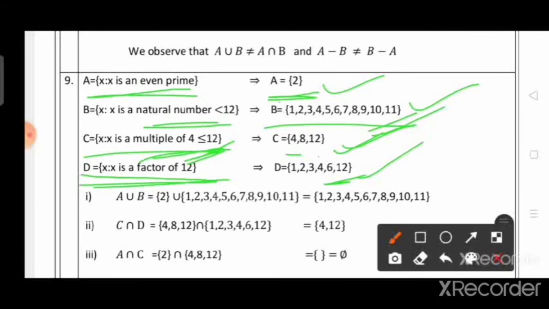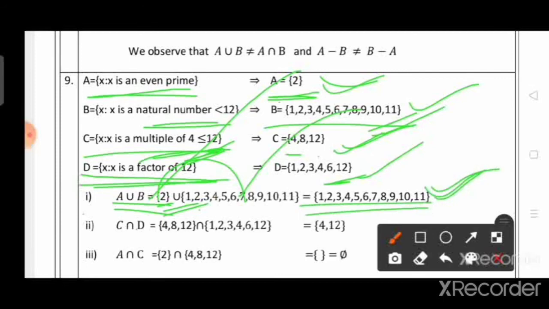Now we have to find A union B. A is this set written here, and B is all these elements written here. Union means we have to write the elements of both sets in a single set. So 2 is here, 2 is here. If we mix all these elements into one set, the answer will be like this only.